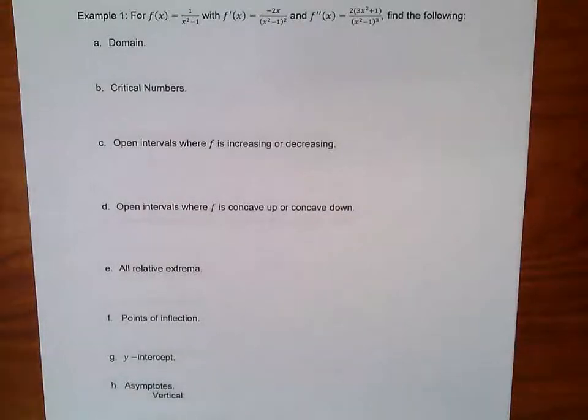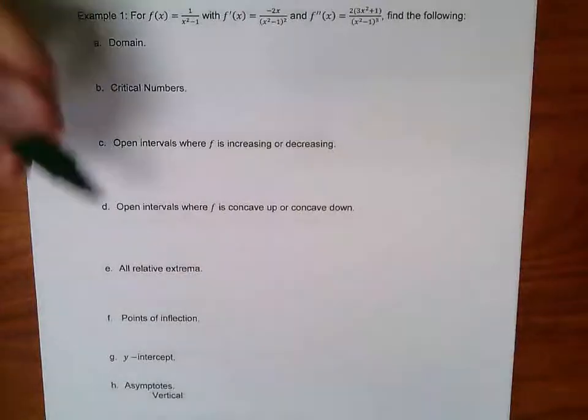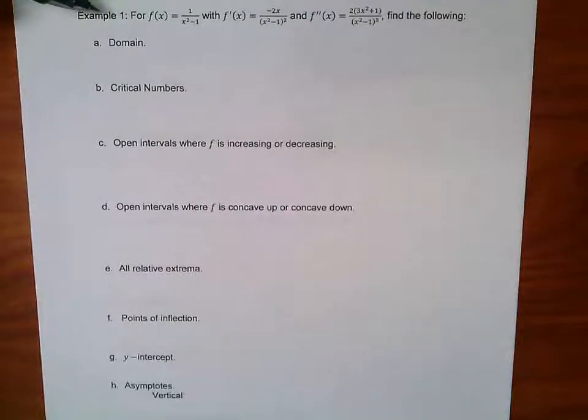Alright, so let's now put everything we've talked about in this chapter together and look at how we sketch the curves of graphs without using a calculator, using everything that we know. So for the first one, for f of x equal to 1 over x squared minus 1, with f prime of x equals negative 2x over (x squared minus 1) quantity squared, and f double prime of x equals 2 times 3x squared plus 1 over (x squared minus 1) to the third power, let's find the following.